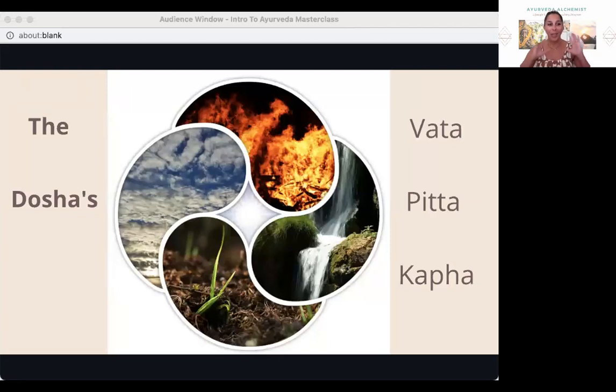So, right, now we have an understanding of the elements. We can now look at the doshas, because the elements make up the doshas. And the doshas are often what draws people to Ayurveda. They are a concept to explain the energies that govern the mind and the body of an individual. So our Prakriti dosha is the one that we were born with. It is our Ayurvedic fingerprint.